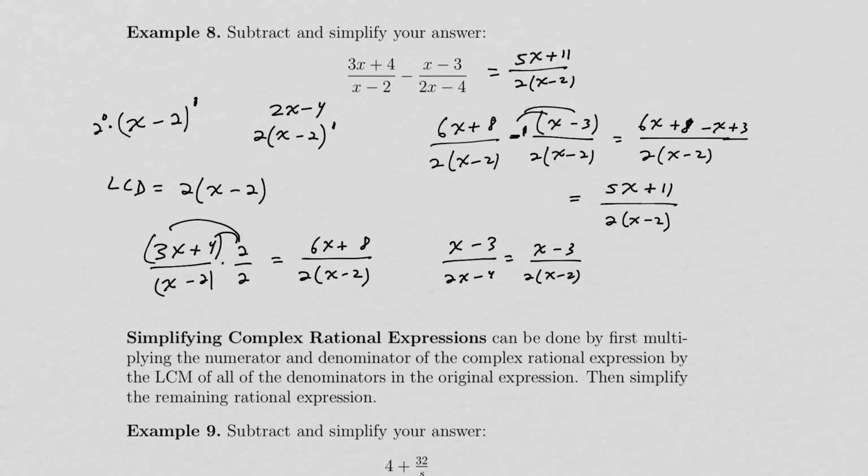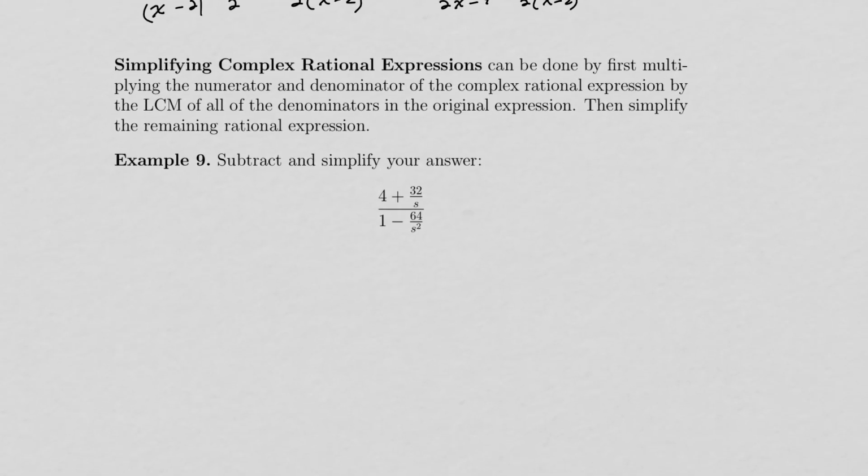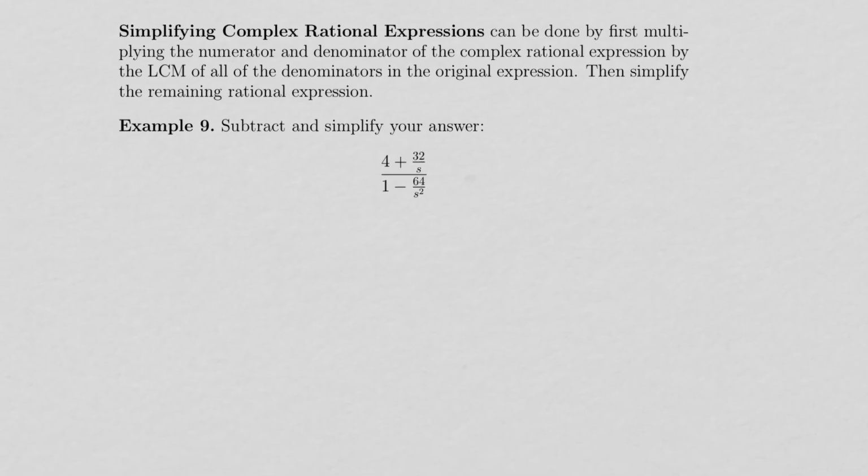Okay, let me just do one more example. This sometimes comes up as well. What if you have what's called a complex rational expression? Basically, that just means you have rational expressions in the numerator, and rational expressions in the denominator. So it's like a rational expression divided by a rational expression, right?